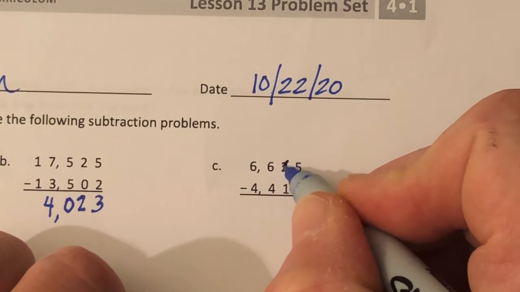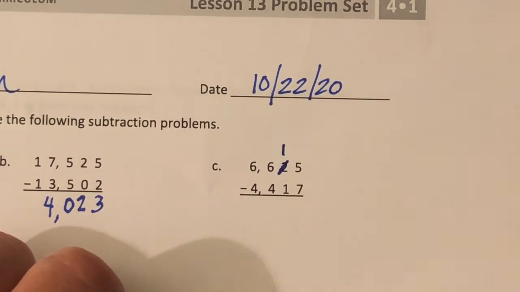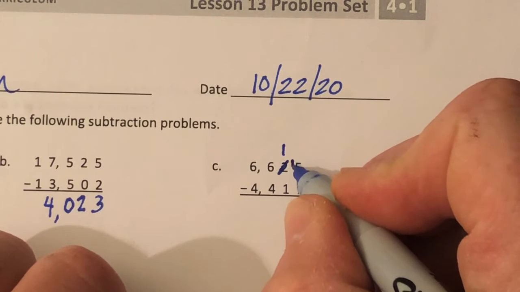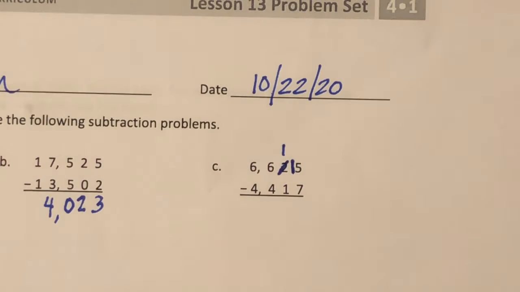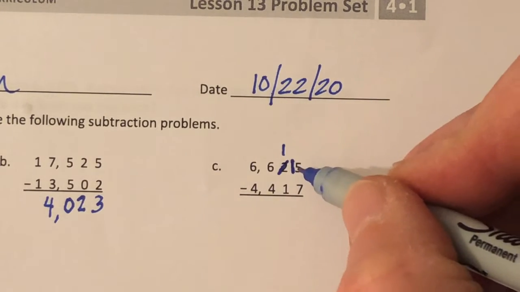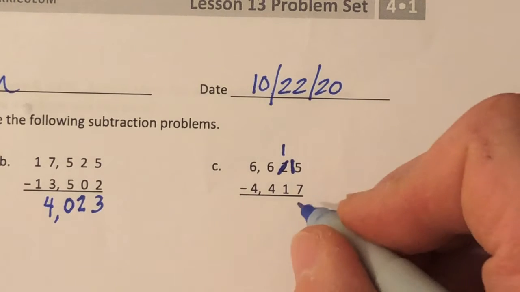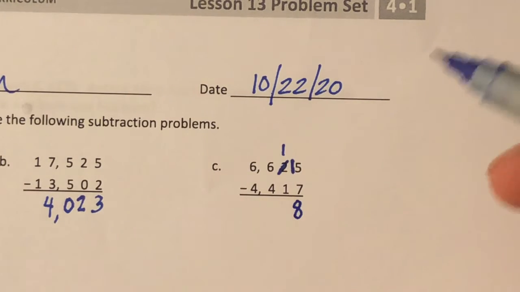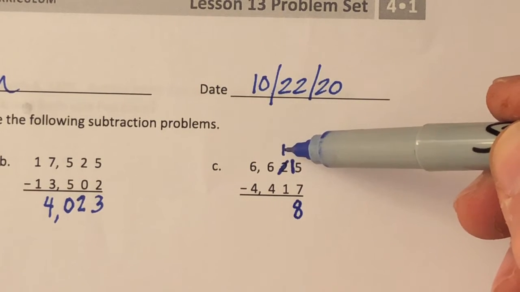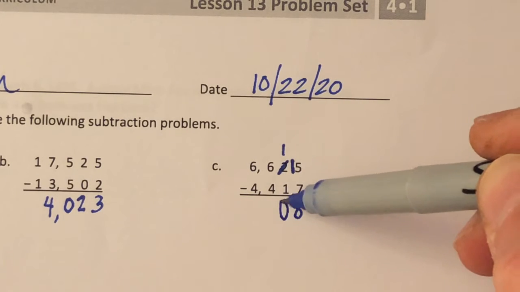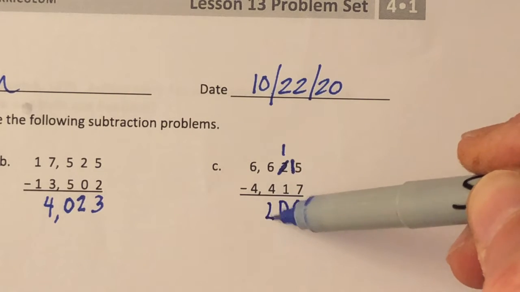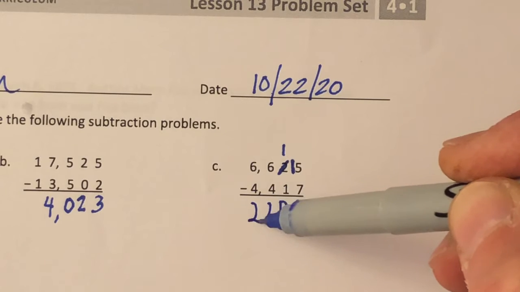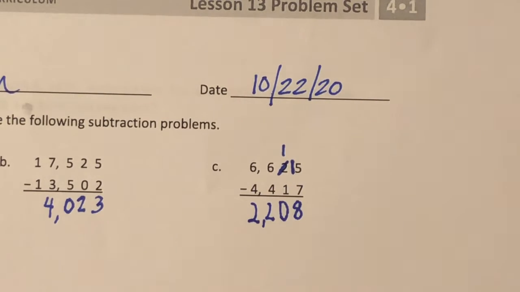So I just basically cross out the 2, leave a 1. Then I come over here and I write my skinny 1 into the ones place. So now that 5 becomes a 15. So 15 minus 7 I can do, and that's 8. I come back over here, I have 1 left here. 1 minus 1 is 0. 6 minus 4 is 2. 6 minus 4 is 2. Put my comma in, 2,208, okay?